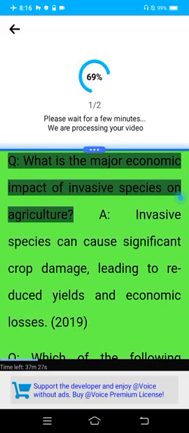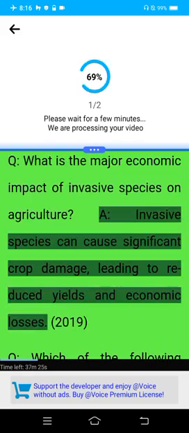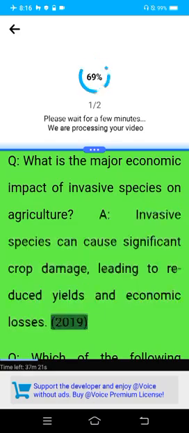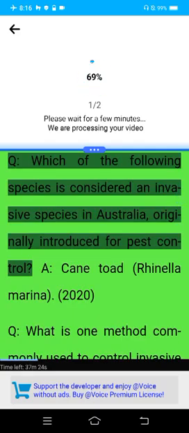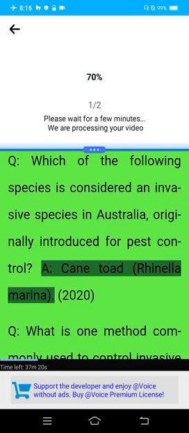2018. Q. What is the major economic impact of invasive species on agriculture? Invasive species can cause significant crop damage, leading to reduced yields and economic losses. 2019. Q. Which of the following species is considered an invasive species in Australia, originally introduced for pest control? Cane toad, Rhinella marina. 2020.